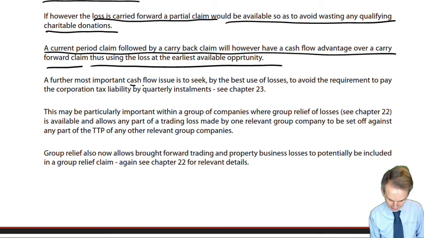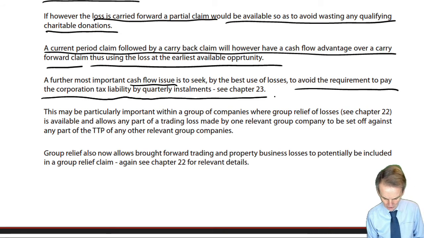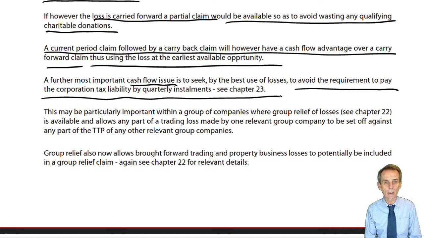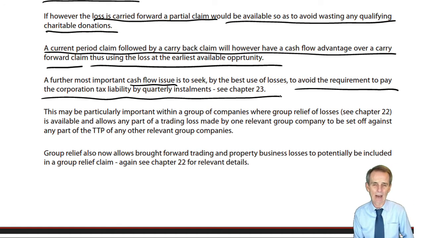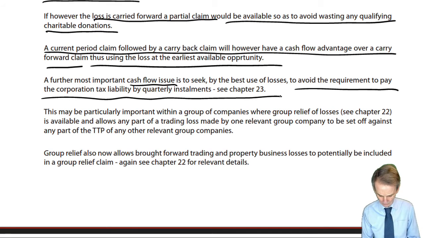Further, another most important cash flow issue again was to avoid, if we could, the requirement to pay our corporation tax liability by quarterly instalments. And again, the details of how that quarterly instalment system works, if you haven't already looked at it, is in chapter 23. You will find it there.